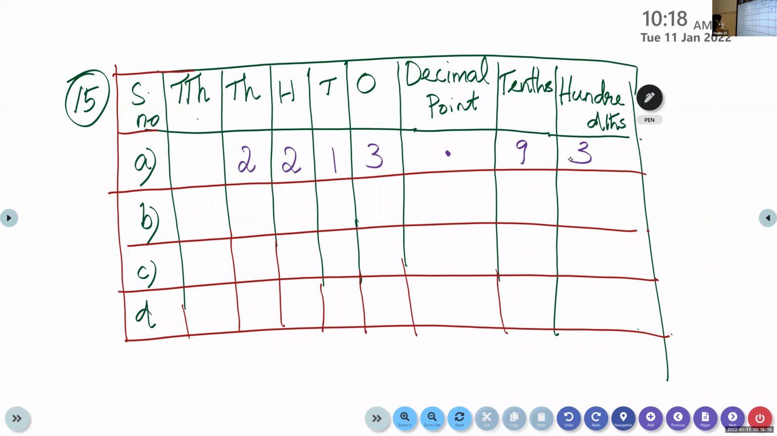Is there any 10,000's place there? Yes. What's the number? 4 into 10,000. So 4 we will write in 10,000's place. 3 in thousands place. Then 3 again in hundreds place. 2 in tens place. 4 in ones place. After that, what will we do? Decimal point. 1 in tenths place. 3 in hundredths place.